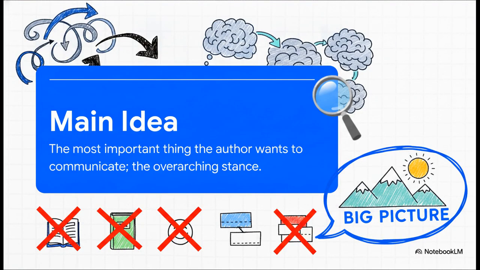This right here is your absolute starting point. Before you even think about memorizing facts or pulling statistics from a text, you absolutely have to identify that core message. So, what is the main idea exactly? Well, by definition, it's the most important thing the author wants to communicate. It's the overarching stance that takes the entire text into account. But honestly, the really crucial thing to remember is what the main idea is not. It's never just a specific detail. It's not some fun little anecdote, and it's definitely not a secondary argument. It's the big picture, the ultimate takeaway the author wants you to leave with.